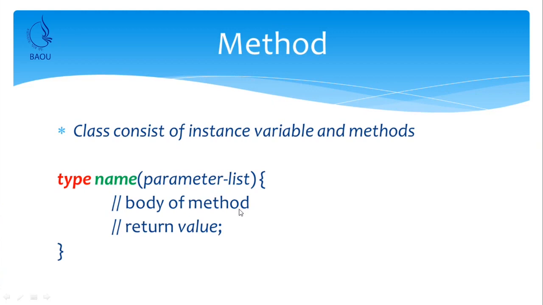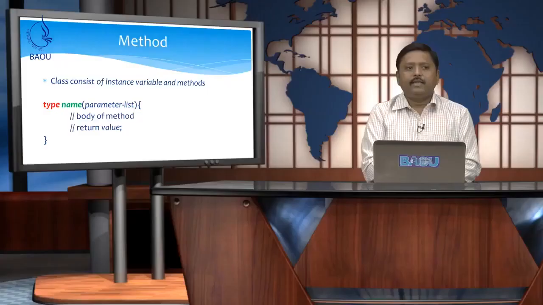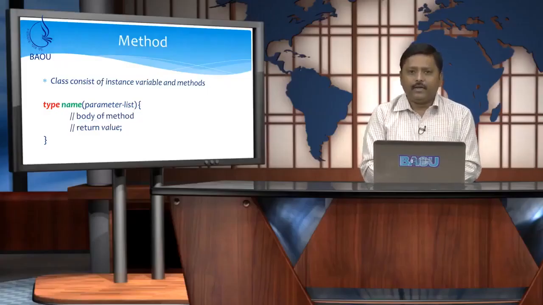Suppose the method is not returning anything, then type is defined as void and this return value statement is optional. But suppose the type is other than void, then we must write down this return and the value to be returned inside the method at the end of the method body. So, this return value is optional in case the method is returning nothing.